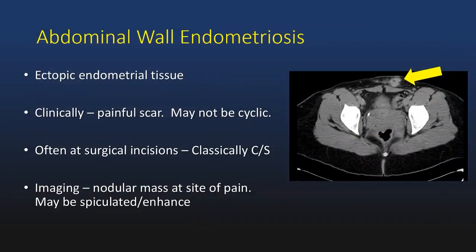Abdominal wall endometriosis is relatively uncommon but results from ectopic endometrial tissue implanting, typically along a surgical scar. Clinically, this presents with pain at the scar, which may or may not be cyclic. Classically, this happens following a C-section. And on imaging, there's a nonspecific nodular mass that may be spiculated and may or may not enhance. Here's another example of endometriosis involving the abdominal wall, in this case at a C-section site.